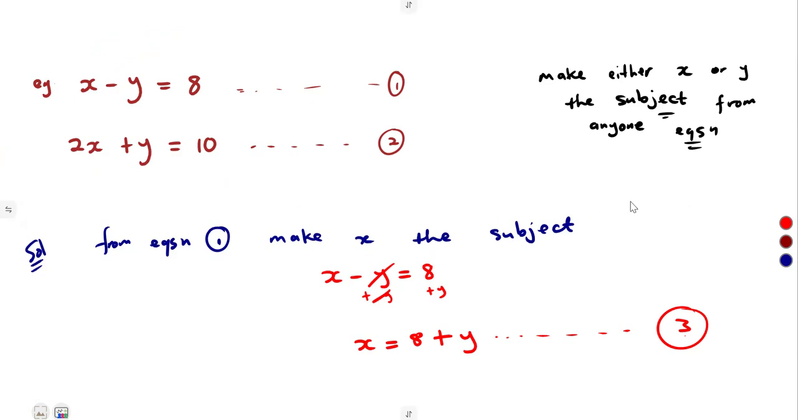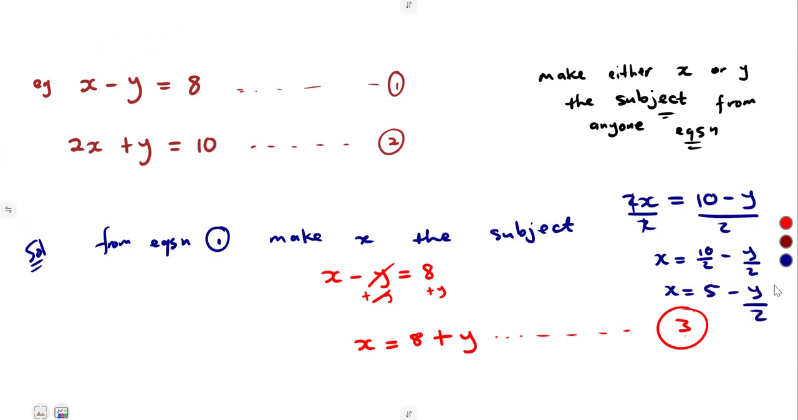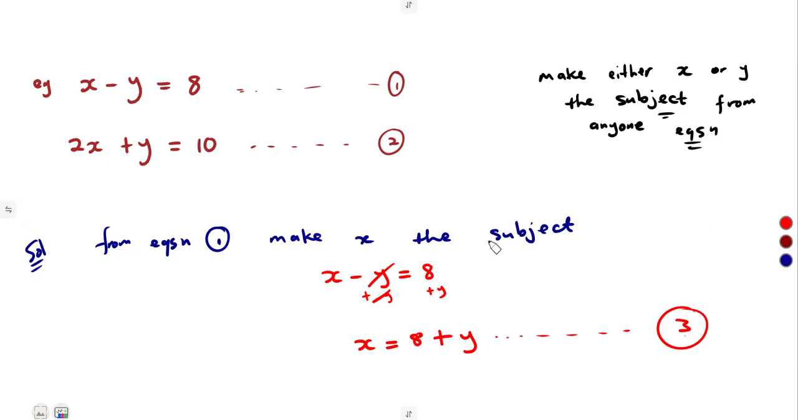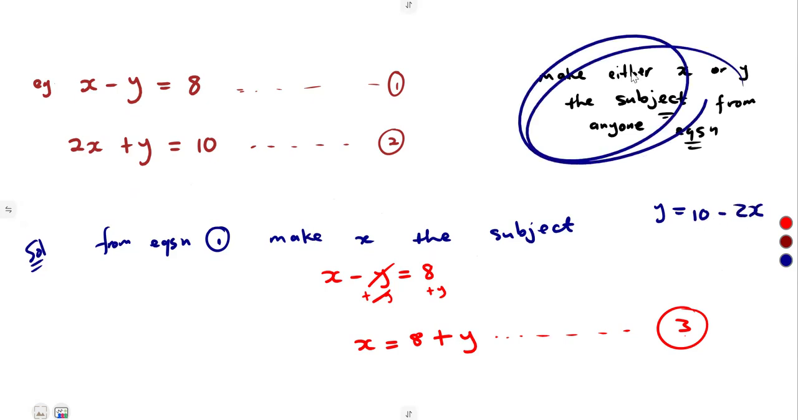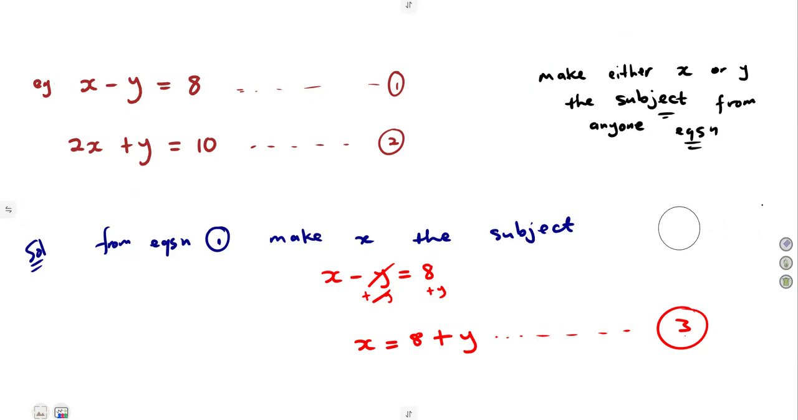It is your choice. From equation 2, 2x will be equal to 10 minus y. So to make x the subject, divide each and every term by 2. So x is going to be 10 over 2 minus y over 2, which is x equals 5 minus y over 2. Either way, you have x as the subject. You could have made y the subject from there. y is equal to 10 minus 2x. Any one, as long as you understand what you're doing.